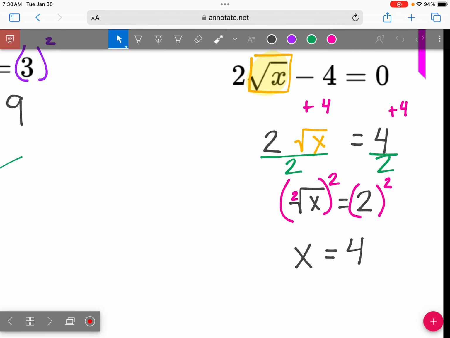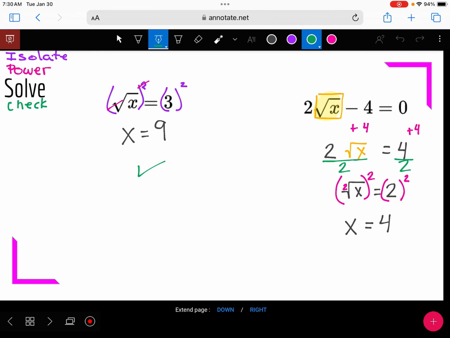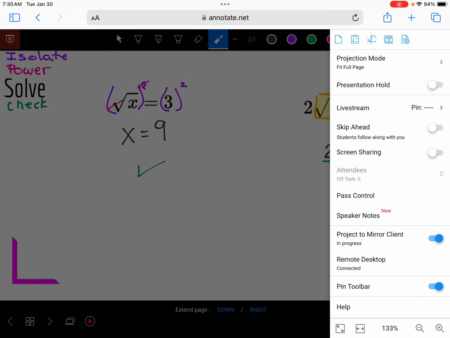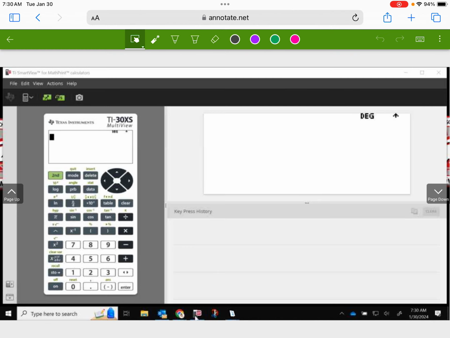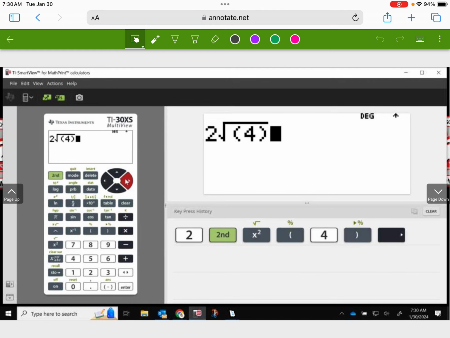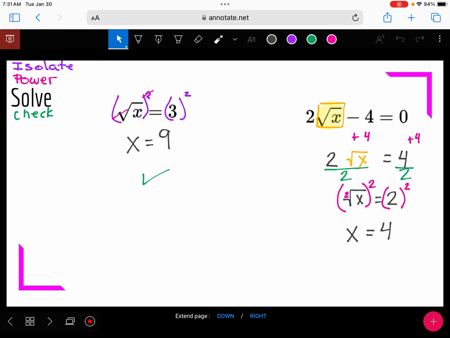So what we're going to do after this is we need to check it, which means I need to take this and put it back into the original equation and make sure it's exactly what we get. So an easy way to do that is to actually use our calculator. We had 2 times the square root of 4 minus 4. And we get 0. So typing these into the calculator is a lovely way to check, to make sure that what's on this side equals what's on the right.